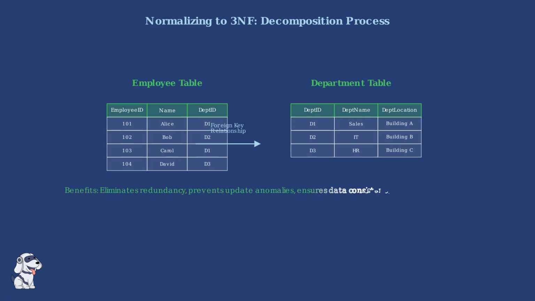This normalized structure provides several key benefits. It eliminates data redundancy since department information is stored only once. It prevents update anomalies because changes to department details need to be made in only one place. Most importantly, it ensures that all non-key attributes depend directly on their respective primary keys, satisfying third normal form requirements.